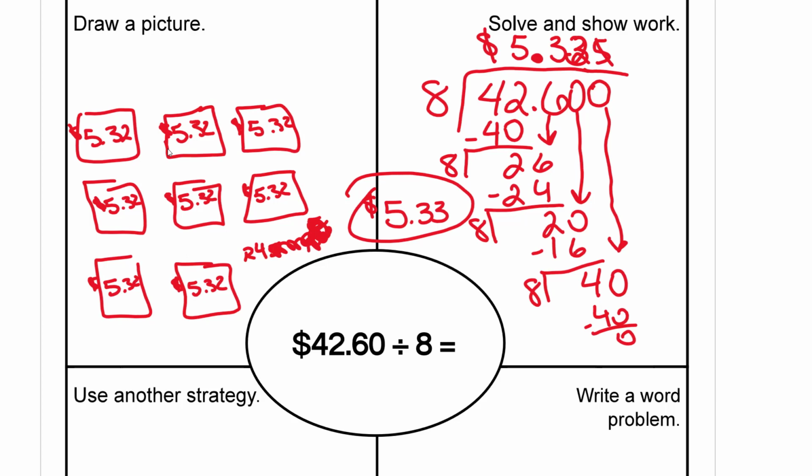So dividing by 8, you'd have 4 cents left over. Okay, so there's 4 pennies left over.